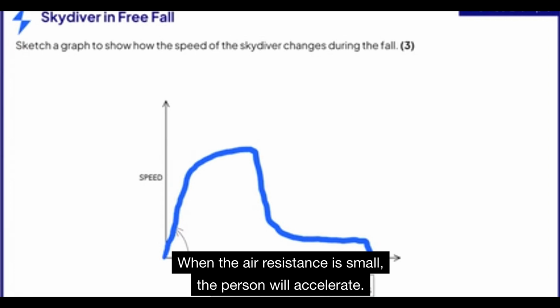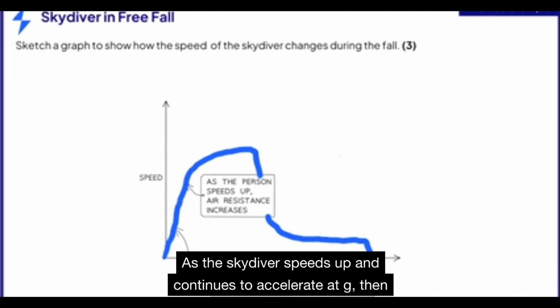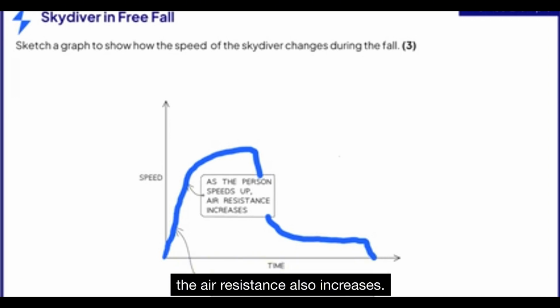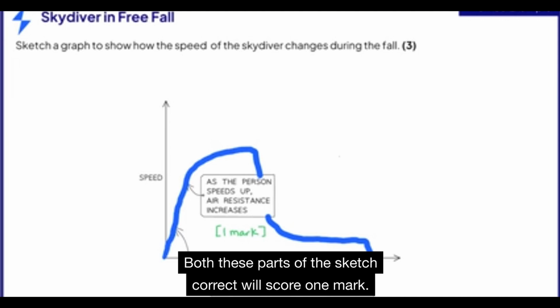When the air resistance is small, the person will accelerate, so the gradient of the first section of the graph is steep. As the skydiver speeds up and continues to accelerate at g, then the air resistance also increases. Both these parts of the sketch correct will score 1 mark.